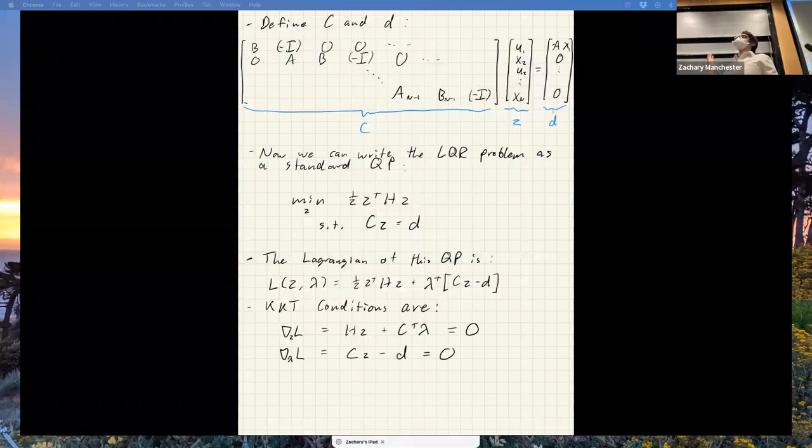Okay, so how do we solve these KKT conditions now, based on everything we've done so far with optimization? Okay, yeah, so Newton's method. How many Newton iterations do I need to solve this thing? Can anyone tell me that? Yeah, why? Can you use forward substitution? Yeah, so this is a linear system, right?